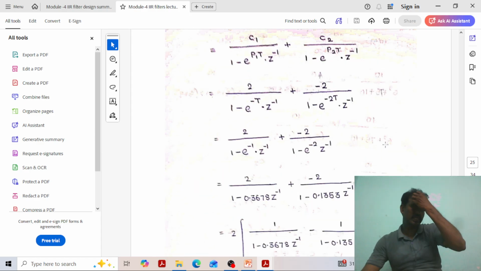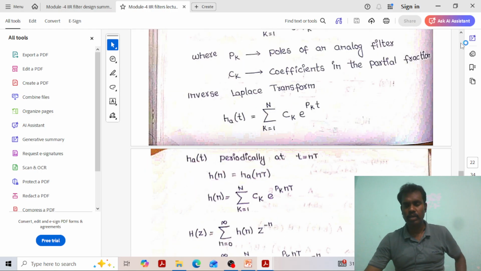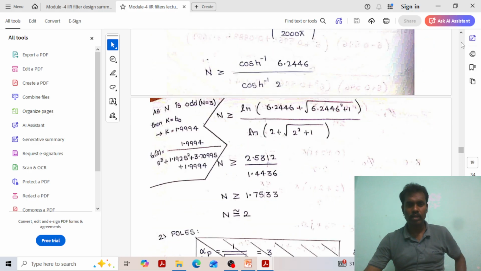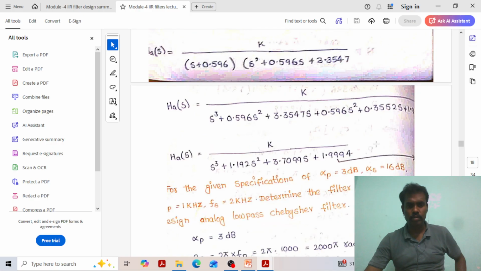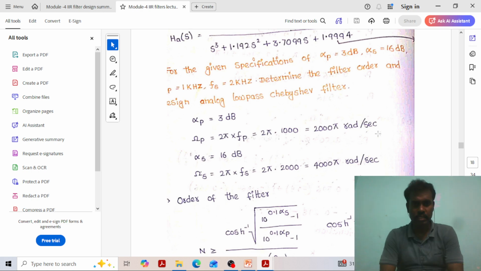So let's check the problem with this. This is only conversion, but we want design problems also, and then we will convert into digital. So let's take this method and we'll glance on. For the given specification of alpha p equal to 3 dB, alpha s is equal to 16 dB, and fp is equal to 1 kilohertz and fs is equal to 2 kilohertz. Determine the filter order and design analog low pass Chebyshev filter.